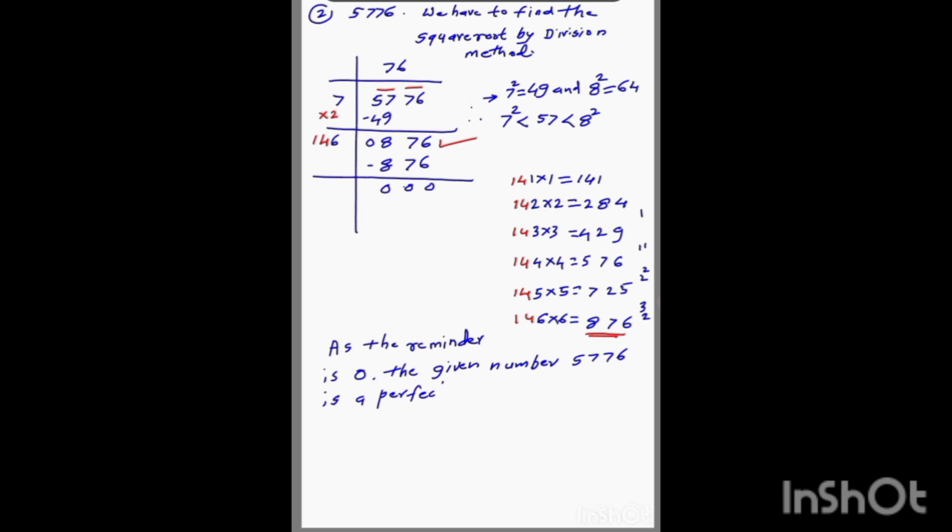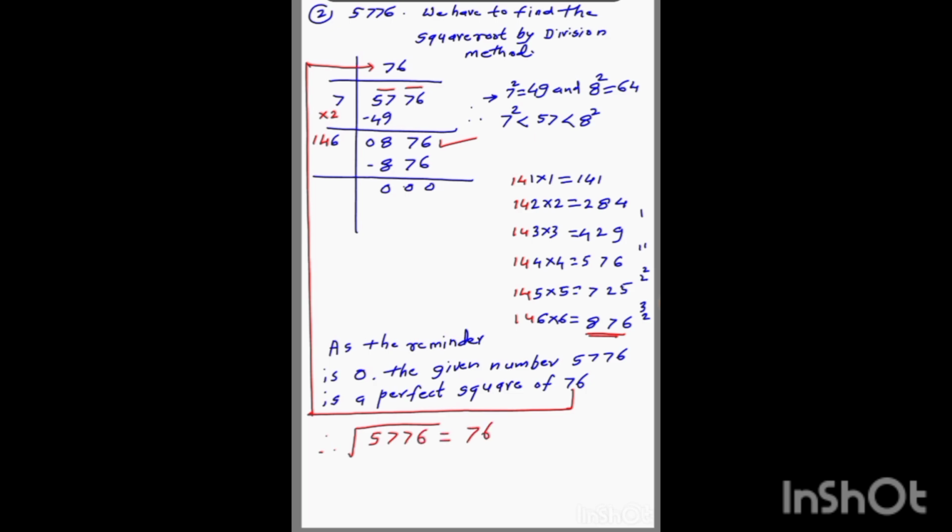From where did you get the 76? I will show. See, it is here. Got it? This answer is 76, so that is the square root of this number. Or you square that number and you will get this number. So the square root of 5776 is 76. Got it? Yes. Try one more.